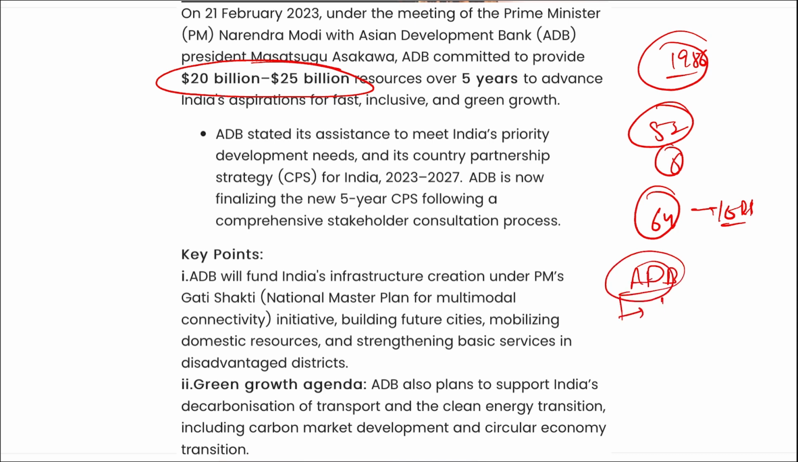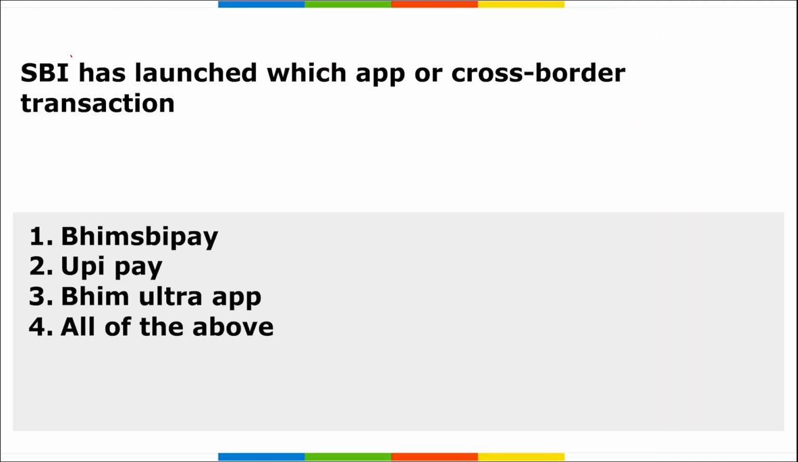If we talk about Asian Development Bank, where is the headquarter? Manila, Philippines. In 1966, it was established. The President is Masatsugu Asakawa, and there are 68 member countries part of Asian Development Bank.